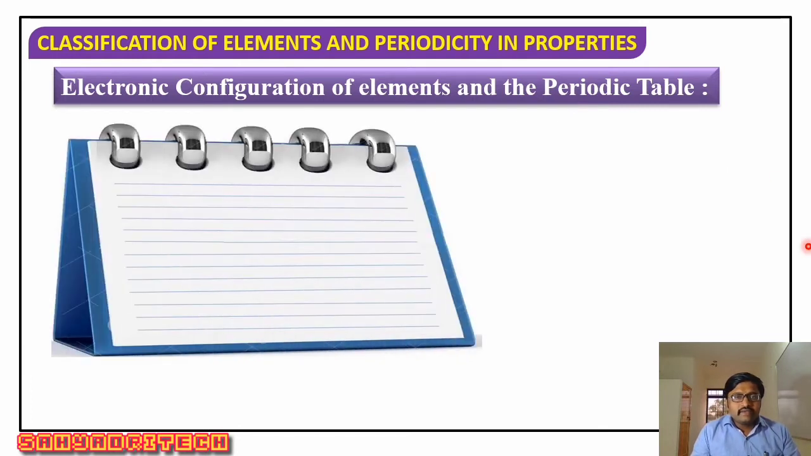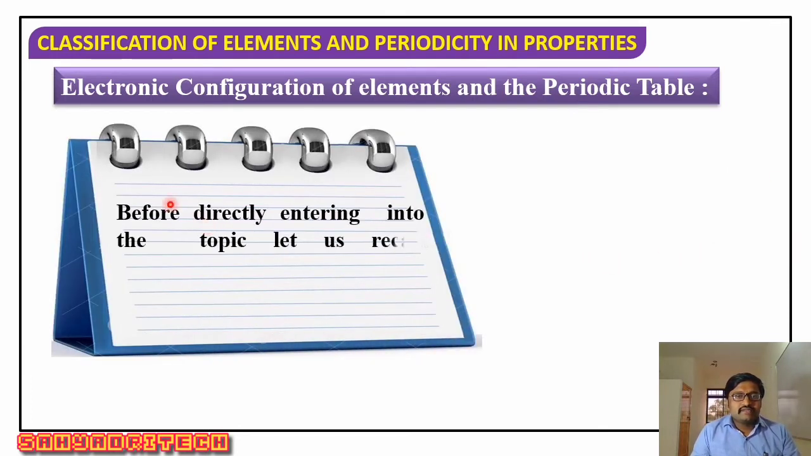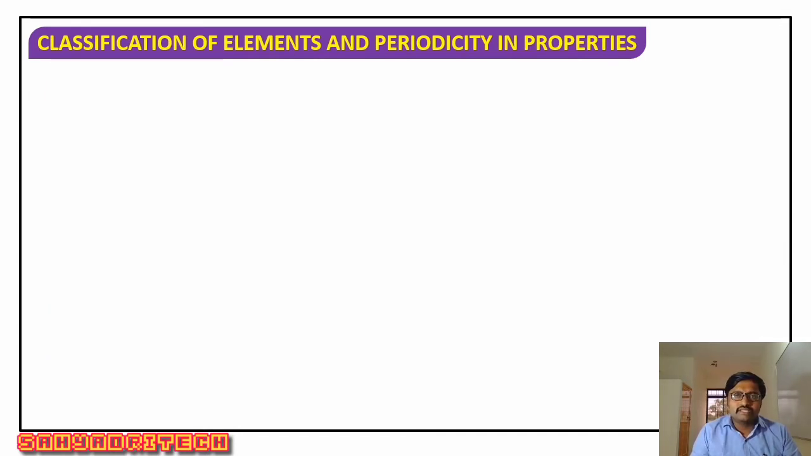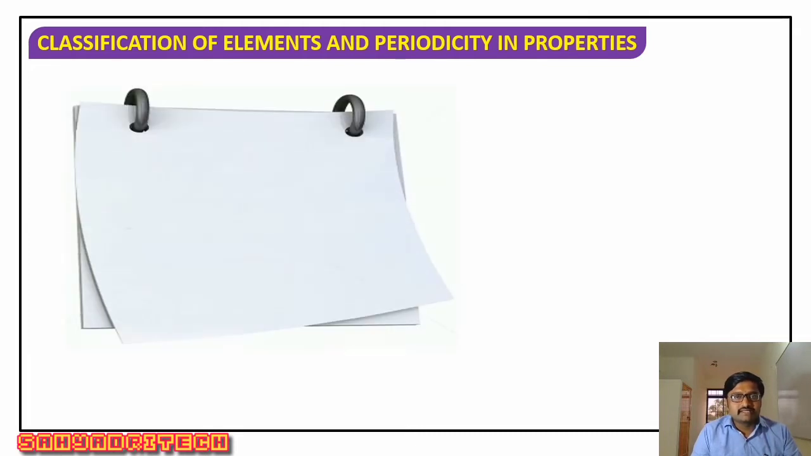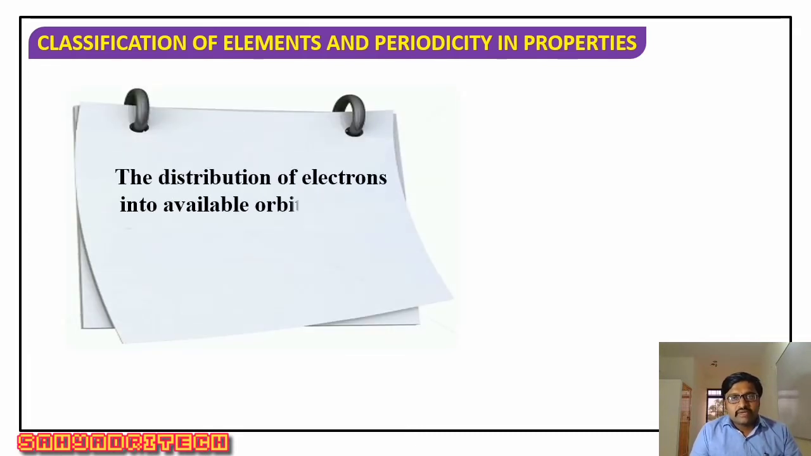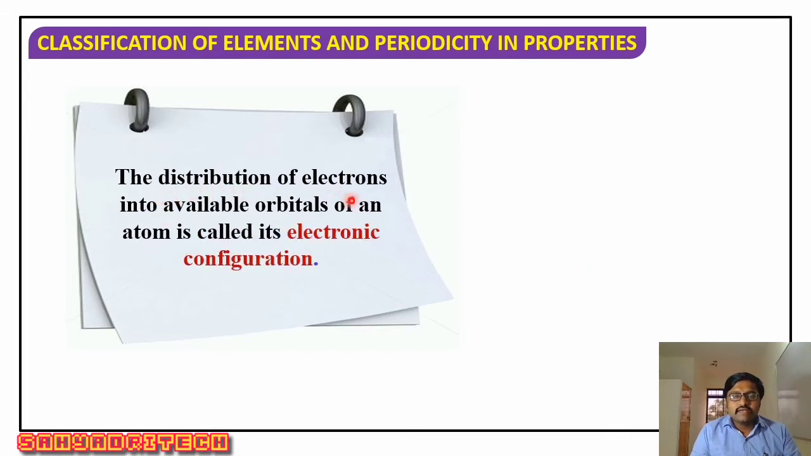Now, which concept am I going to concentrate on here? I am going to deal with the electronic configuration of elements. Before that, I will recall the meaning of electronic configuration, which I discussed in my previous sessions. What is electronic configuration? The distribution of electrons into the available orbitals of an atom is called electronic configuration. I repeat, the distribution of electrons into the available orbitals of an atom is called electronic configuration.